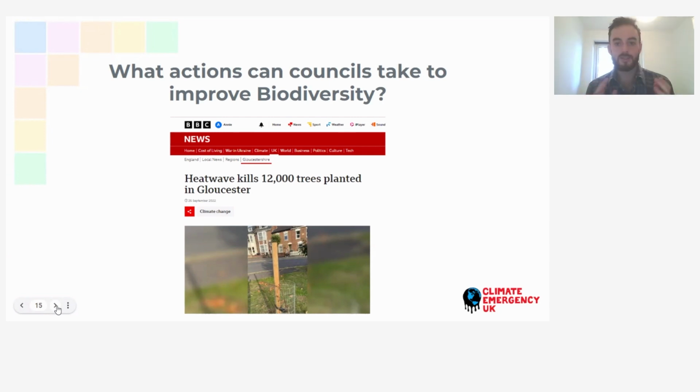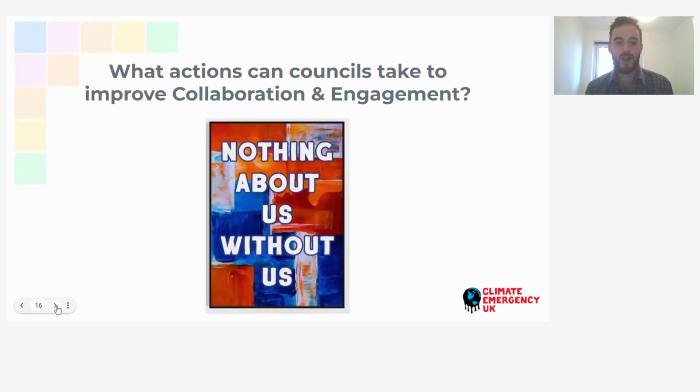And moving on to collaboration engagement, which is the final section. Obviously this is not such a practical example of a council taking adaptation or mitigation action, but it's a way of working to carry out all those actions. And it's really important that we bring communities and residents with us on this journey of change to a net zero world. And it's more important than ever that councils engage, consult, and work with residents to implement these changes.